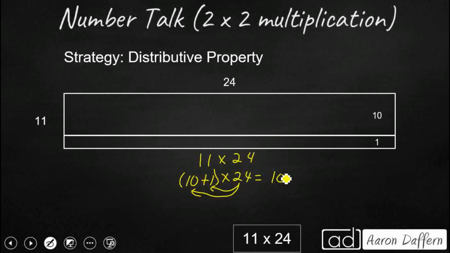We'll get 10 times 24, so that's easy. That's 240 with a 0, or 24 with a 0 gets us 240. And then we've got a 1 times 24, so that's actually very simple. Add the 240 and the 24, and guess what we're going to get? We're going to get back to our 264 again.